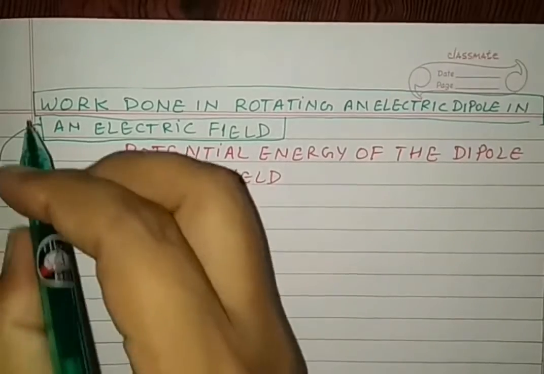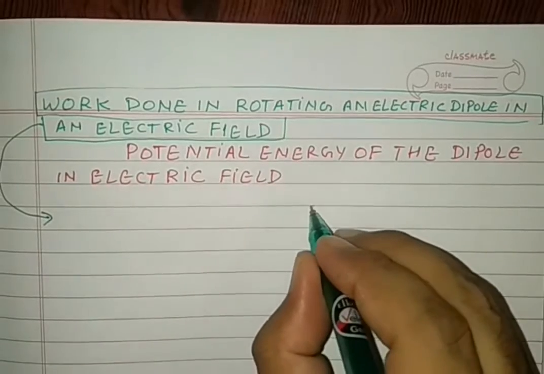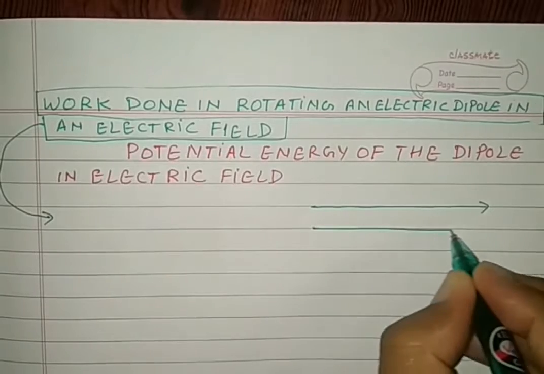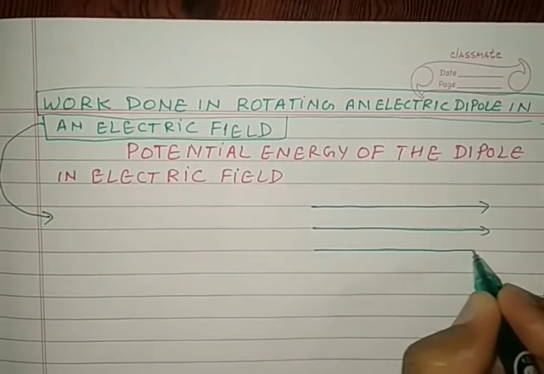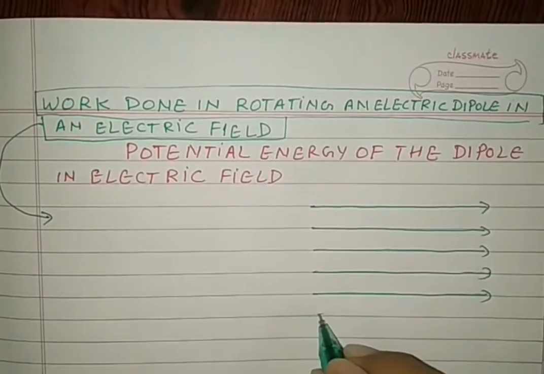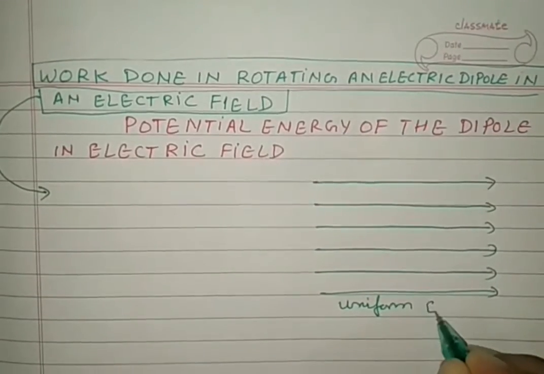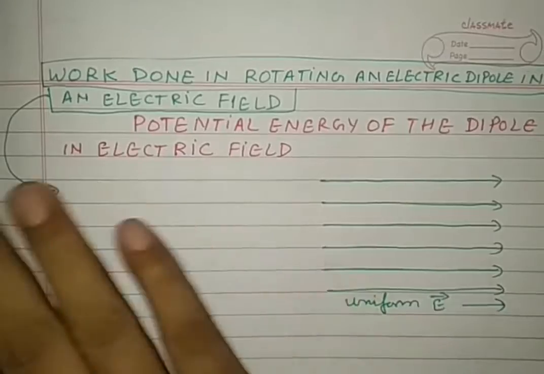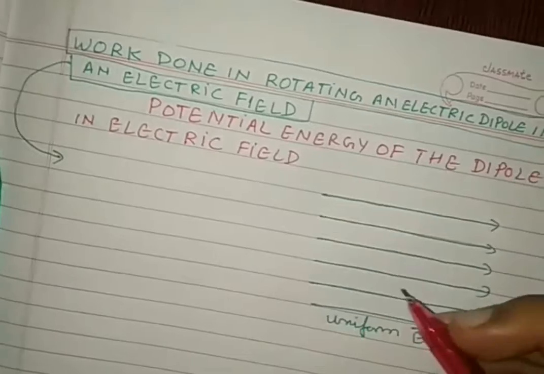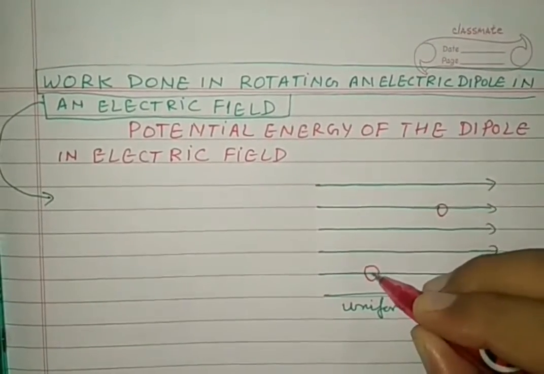Right? To see the work done in rotating an electric dipole in electric field, first of all see carefully here. Let this parallel line denote the presence of uniform electric field. Uniform electric field in this direction. See carefully. Here in this uniform electric field, let us consider a dipole is kept.